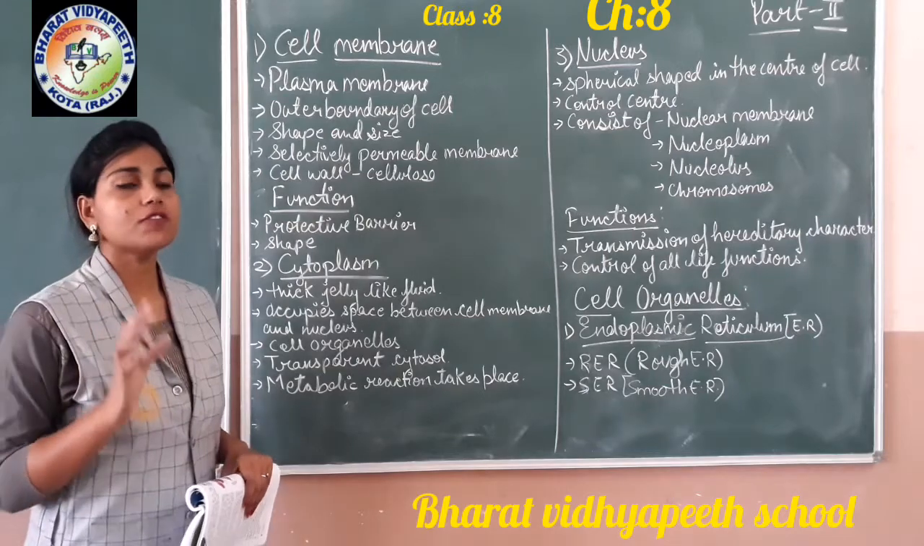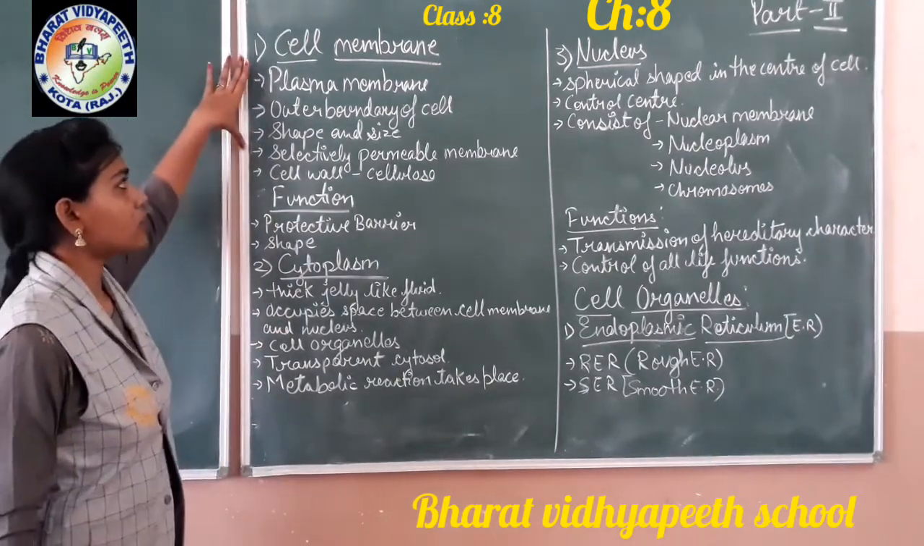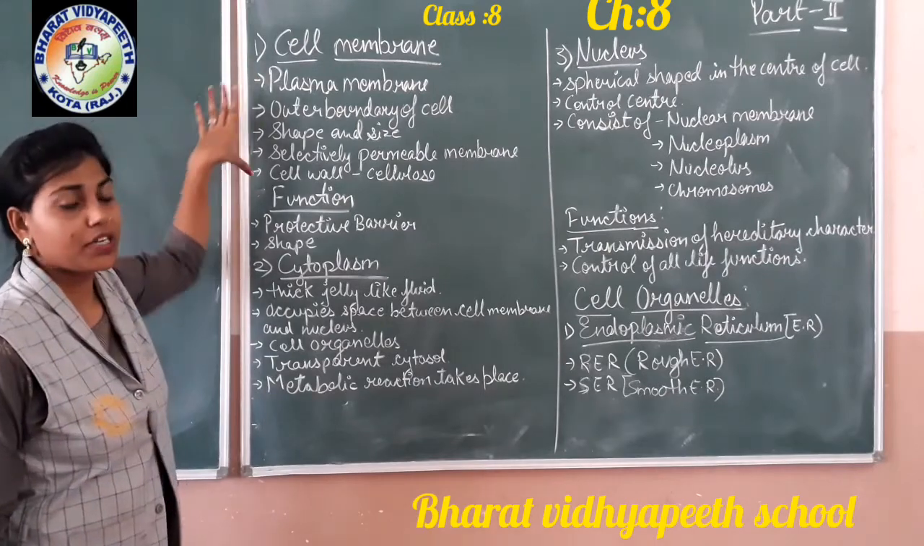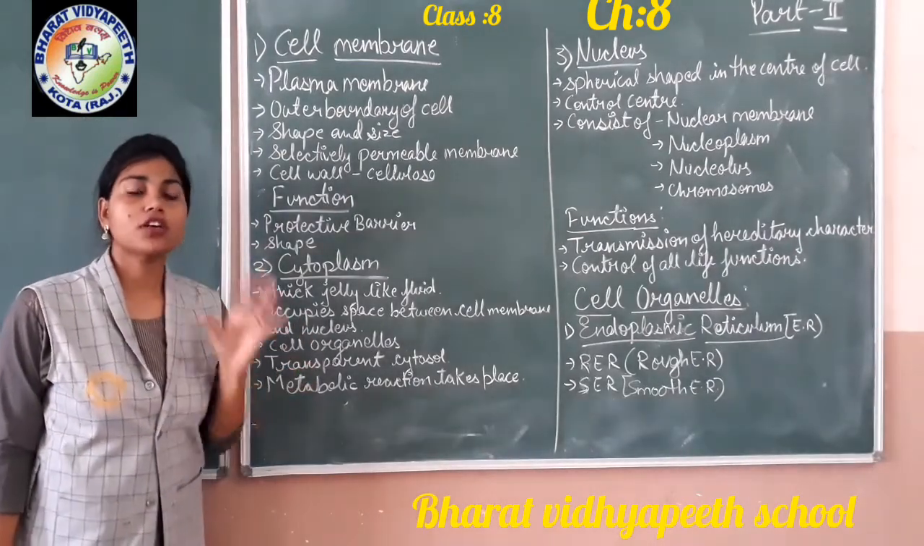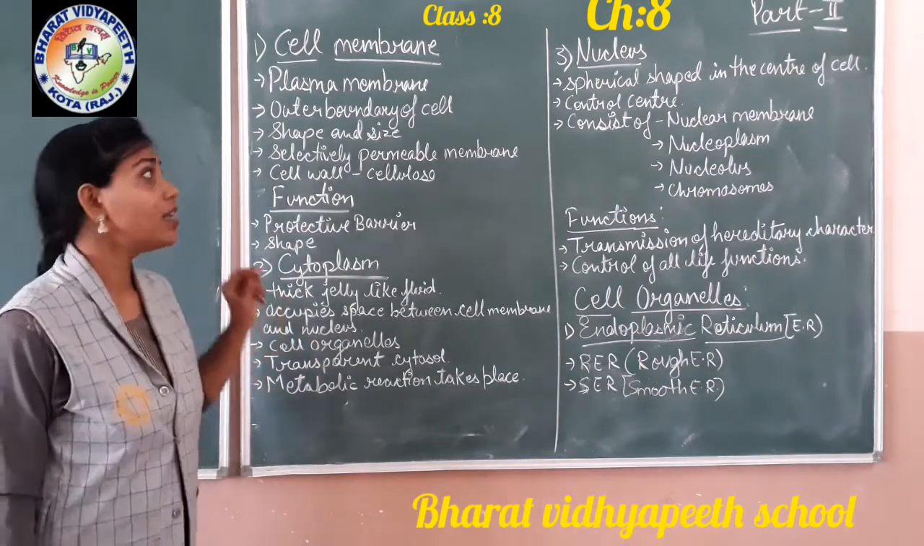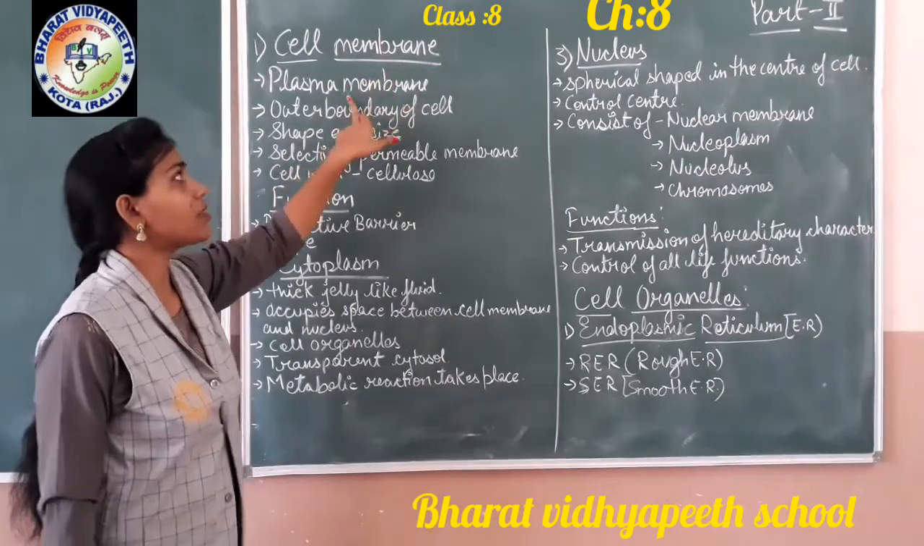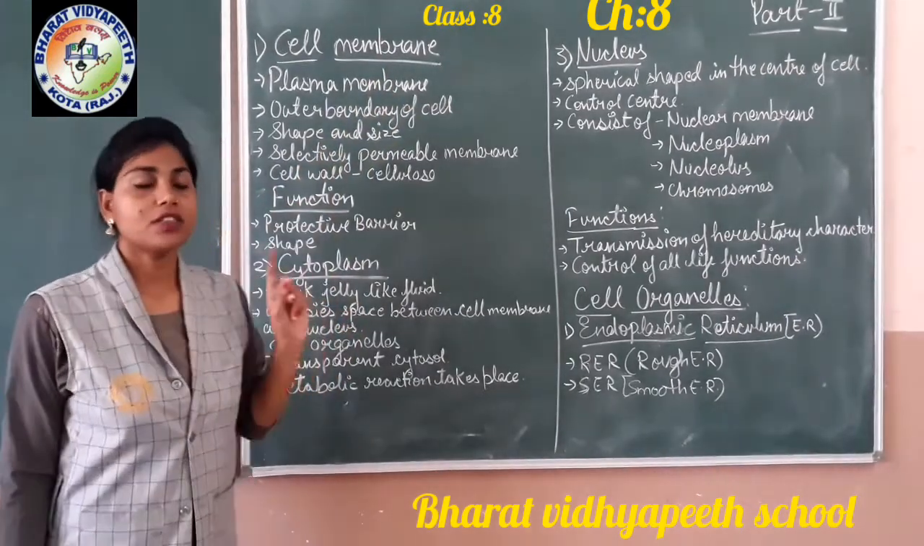Study about these parts of the cell in detail. First, we are going to study the cell membrane. What is the cell membrane? The cell membrane is the outer covering of the cell. The outer line of the cell is known as the cell membrane. This is also known as the plasma membrane. Cell membrane and plasma membrane are the same.